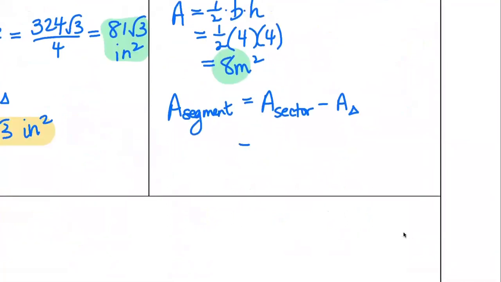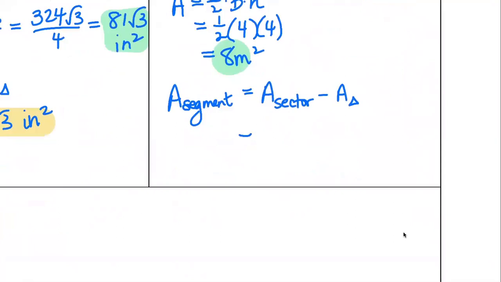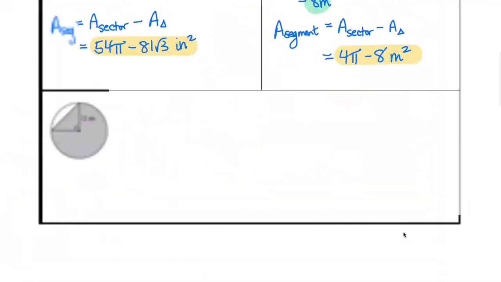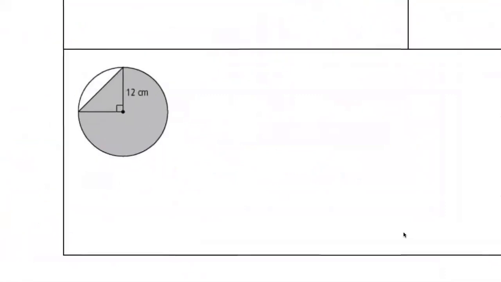Okay, so the area of the segment is 4 pi minus 8 meters squared. Again, a lot of times these problems will look kind of funky. These answers will look funky.